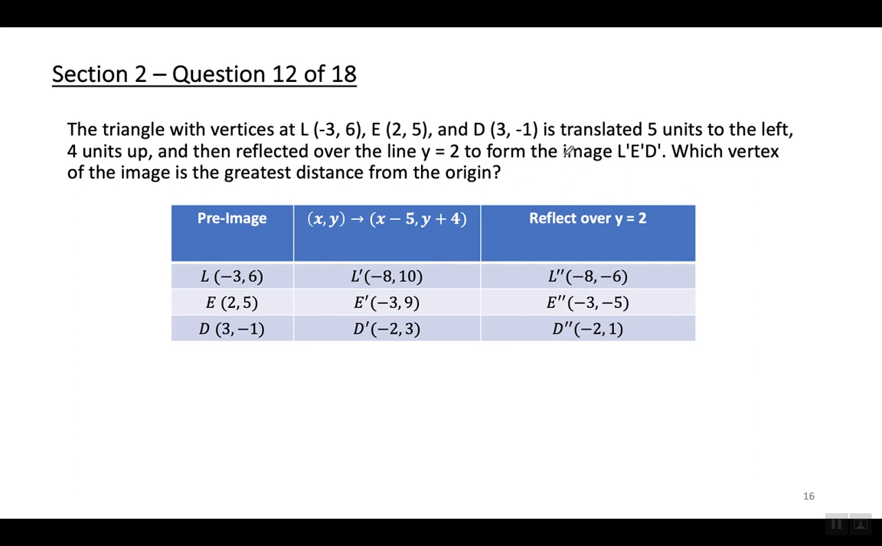All right, so the first thing you've got to do is translate it 5 units to the left and 4 units up. So remember that when you move something left or right, that's controlled by the x-coordinate. If you move it to the left, you subtract 5. If it would have been to the right, I would have added 5. And up and down is controlled by the y-coordinate. So if you move it 4 units up, you add 4 to the y-coordinate. If it would have been down, I would have subtracted 4.